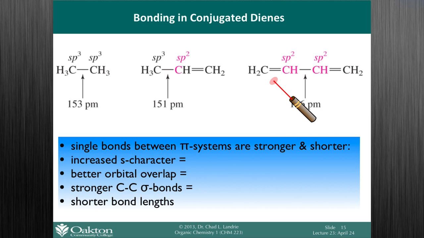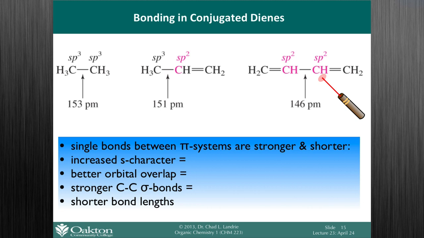If we look at the bonding in conjugated dienes, we can see that the carbon-carbon bond distance here is shorter than that of alkanes. This is partially due to the increased s character of each of these carbons. More s character means stronger overlap, stronger bond, shorter bond length. But that doesn't explain why this bond is shorter even than this system between an sp2 hybridized carbon and an sp3. This bond, we could argue, is shorter because this system is conjugated.